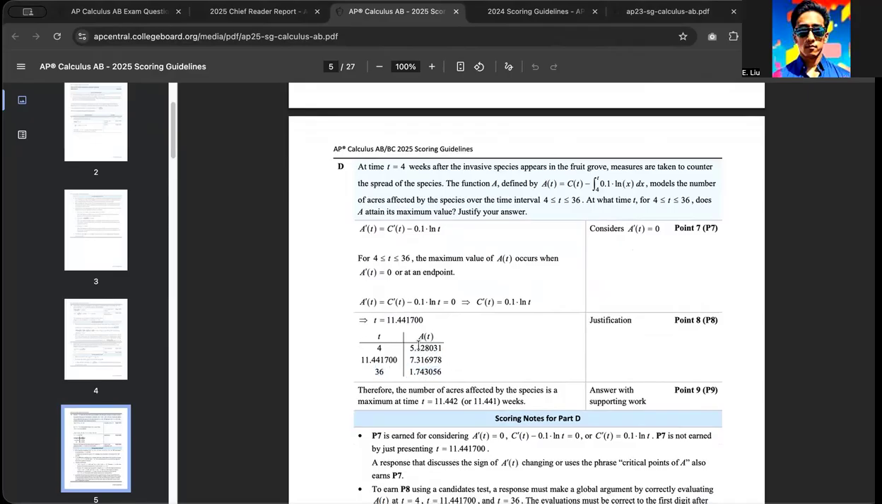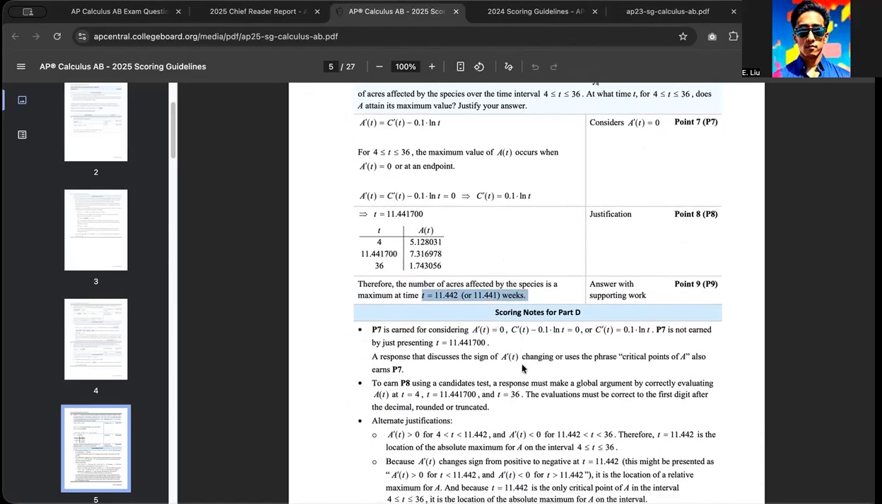Make sure you write all of this down, okay? And therefore, and here's the thing, in this one, answer with supporting work: the number of acres affected by the species is at a maximum at time 11.442. So make sure that you're explicit about your answer in these situations.